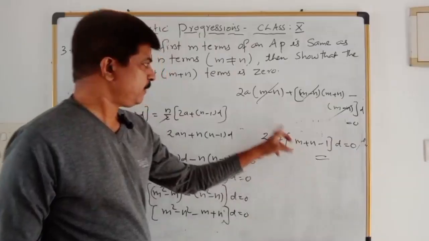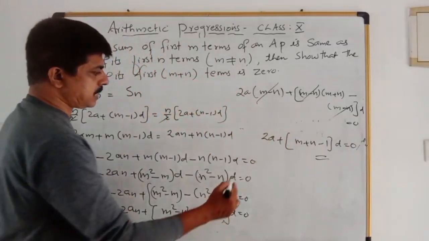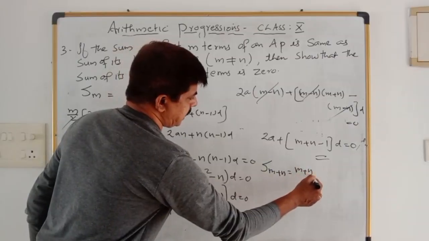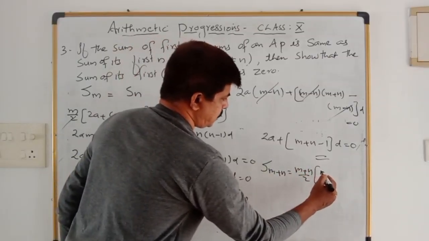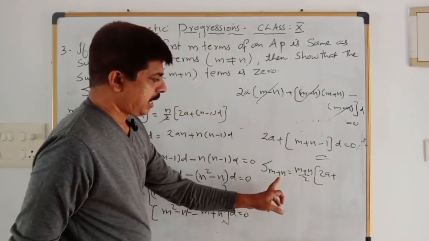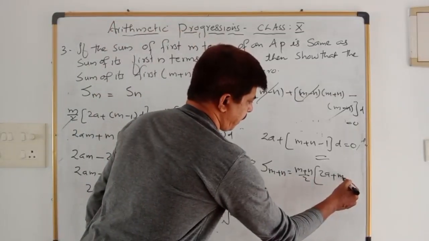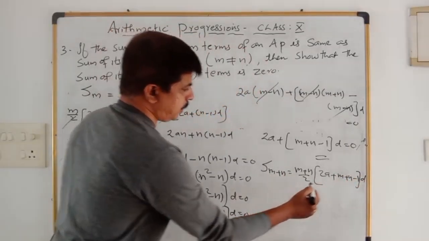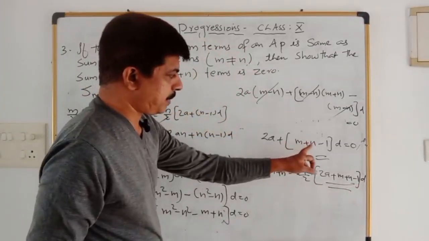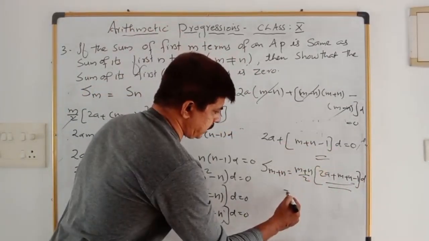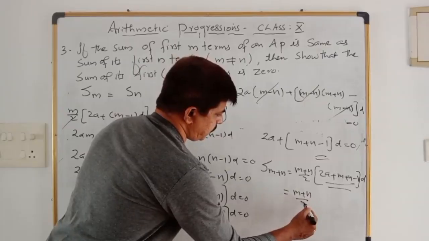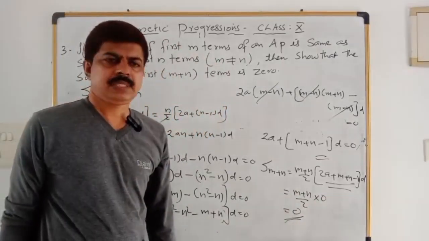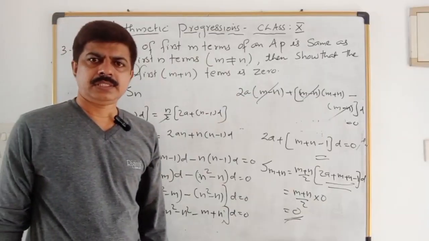Using this result, we can prove Sm plus n. What is the sum of m plus n terms? (m plus n) by 2 into (2a plus (m plus n minus 1) into d). Okay, so we already got this value. What is 2a plus (m plus n minus 1)d? We already got it as 0. So (m plus n) by 2 into 0, what? So the sum of m plus n terms is equal to 0.